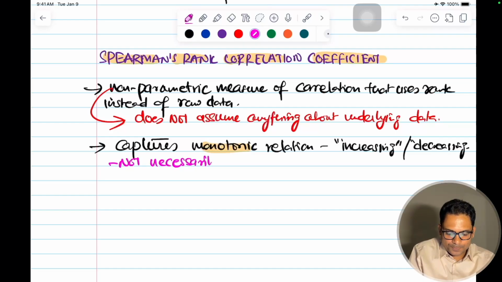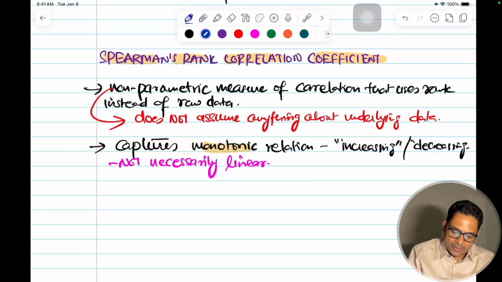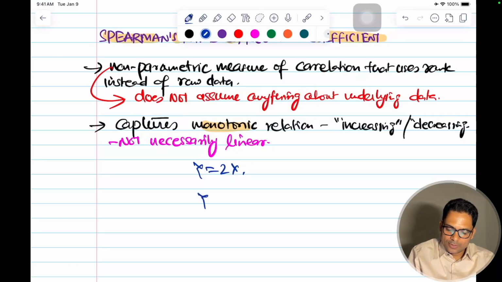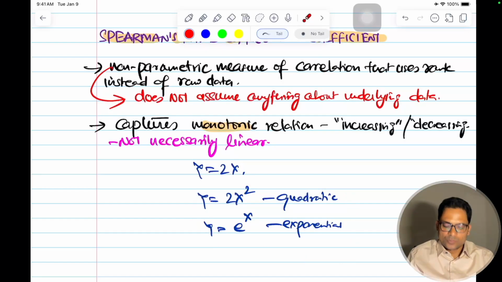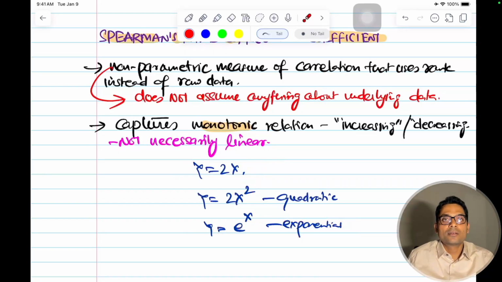Linear means, as you saw here, y is equal to 2x is linear, but y is equal to 2x square is not linear, it is quadratic. And y is equal to e to the power x is exponential, not linear. These two are not linear. So here the power is 1, there the power is 2, and this one is exponential. It is a totally different curve.